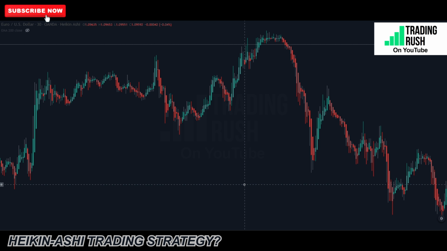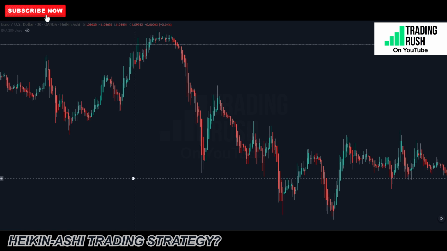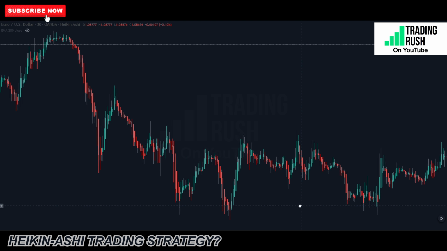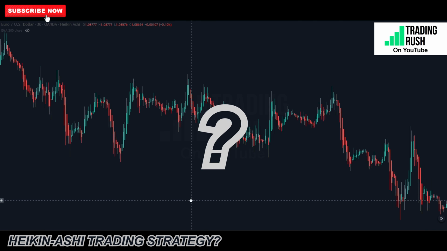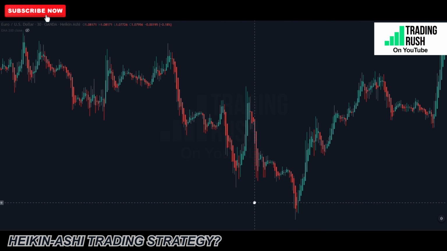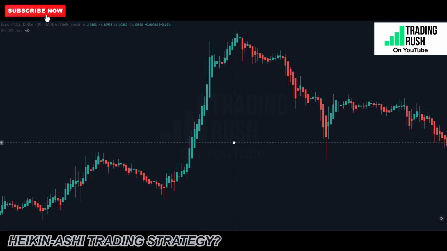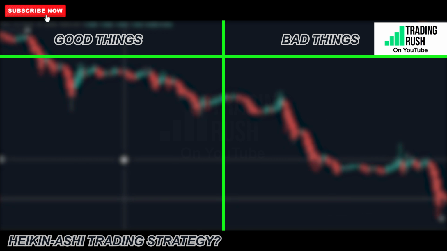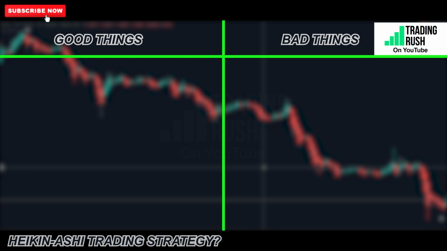Heikin Ashi is great when it comes to identifying trend direction and strength of the trend. If Heikin Ashi is so easy to understand and easy to use, why most of the professional traders don't use it to enter their trades? Well, to answer that question, we will have to look at the advantages and disadvantages of the Heikin Ashi candles. Let's start with the advantages.